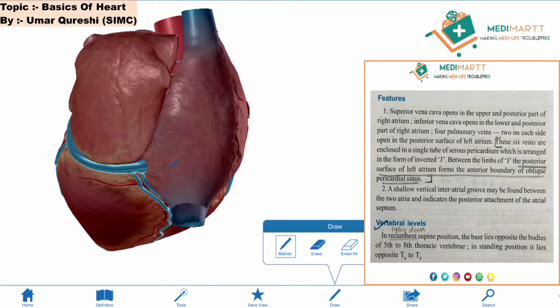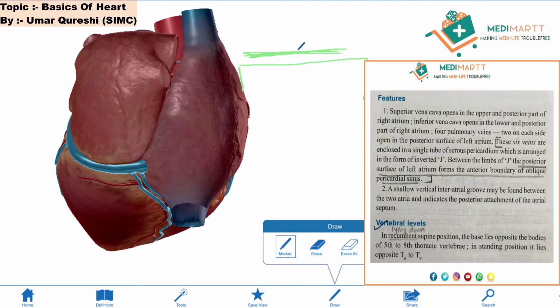What are the vertebral levels of the base? As we are studying the base, what are the vertebral levels of the base? In the recumbent supine position. What is the supine position? When a person is sleeping or in a lying position, like on a bed, the base of the heart lies opposite the bodies of the 5th to 8th thoracic vertebra.